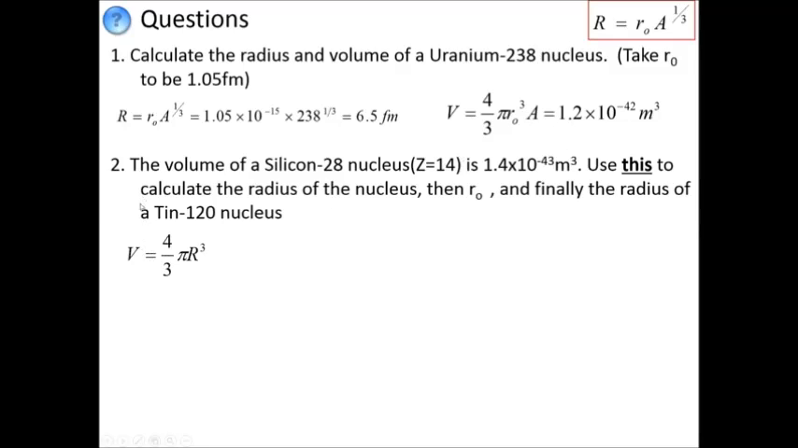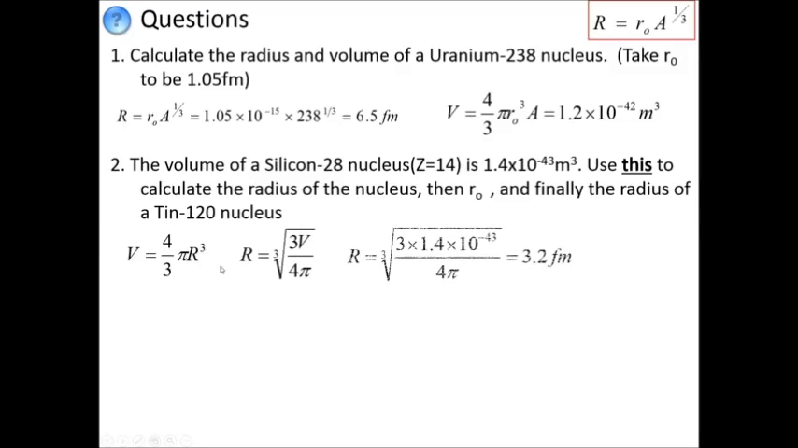Then come down here: the volume of a silicon-28 nucleus is 1.4 times 10 to the minus 43 meters cubed. Use this to calculate the radius of the nucleus, then r0, and finally use your data to calculate the radius of a tin-120 nucleus. So first of all, let's just use V equals 4/3 pi r cubed. Rearranged, check your maths, R equals the cube root of 3V over 4 pi. So put some numbers in, I get 3.2 femtometers. So this is the radius of the nucleus.